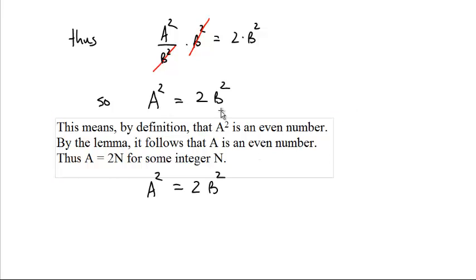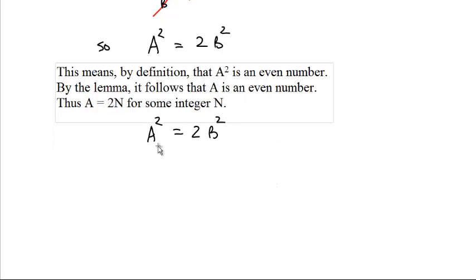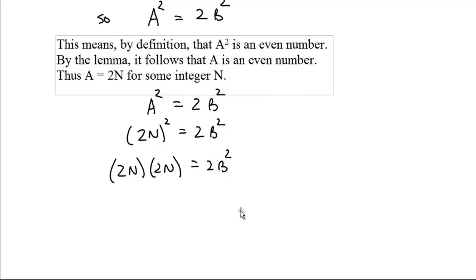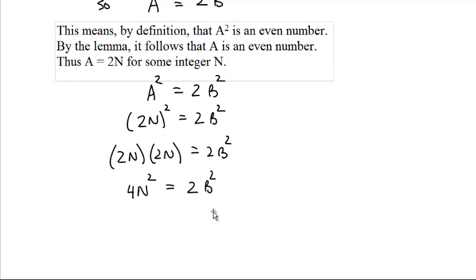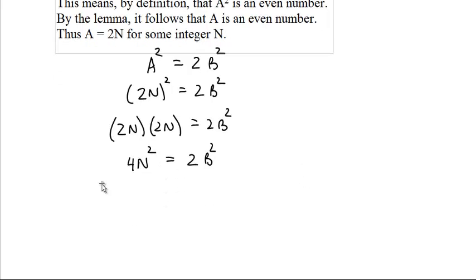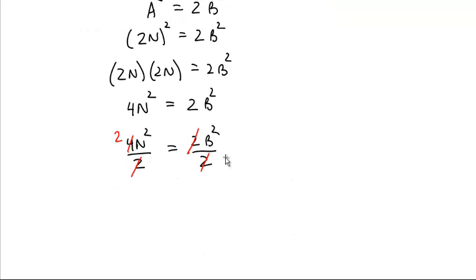Okay, well now let's take this a squared equals 2b squared and replace the a with the 2n. No problem there. So (2n) squared equals 2b squared. And what does it mean to square 2n? It means 2n times 2n is 2b squared, and 2n times 2n is 4n squared. Now you take this 4n squared equals 2b squared, and you divide both sides by 2, like that. Now, these 2's cancel out, and 4 divided by 2 is 2, so you're left with 2n squared equals b squared. What's wrong with that?